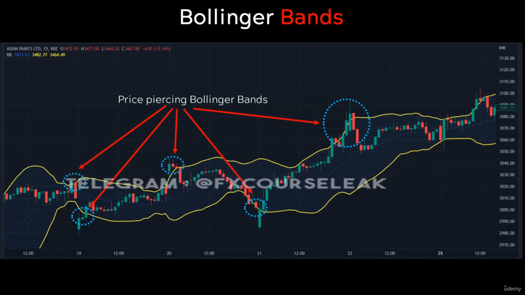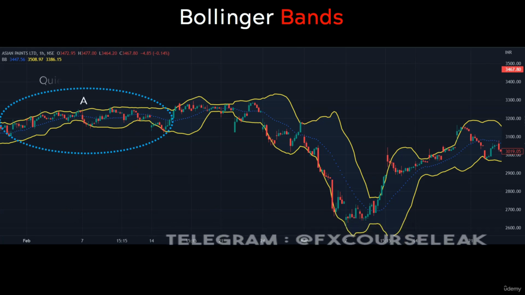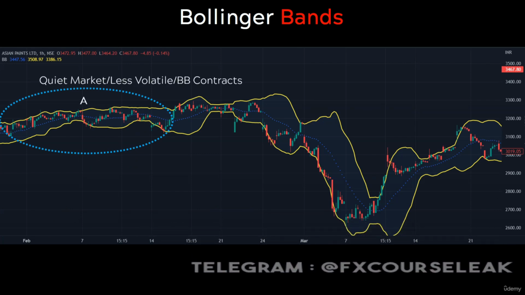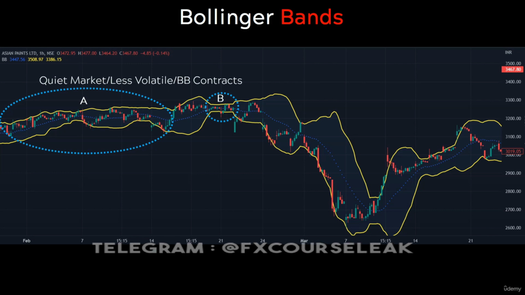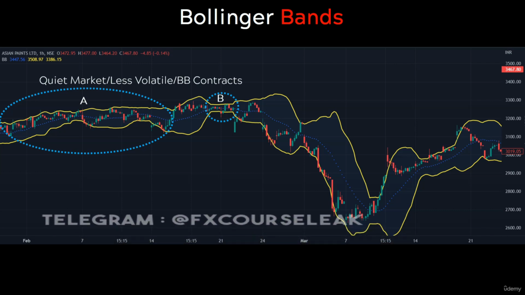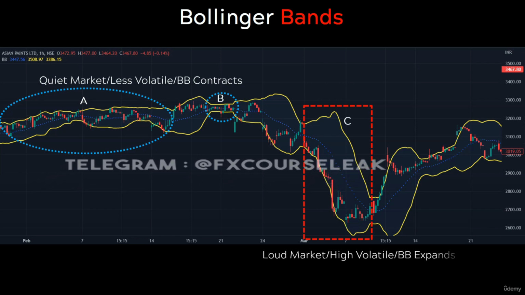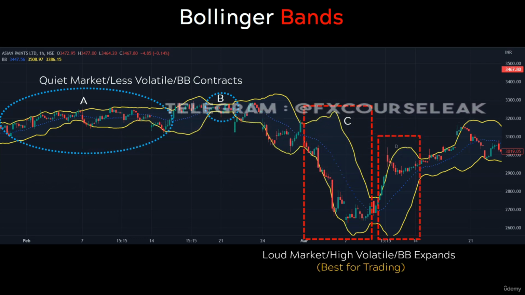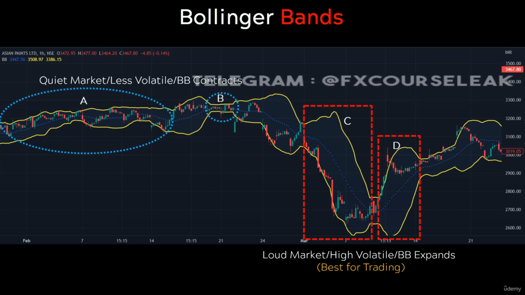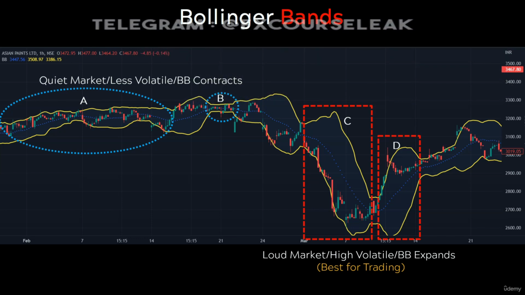Please note, when market is quiet, the bands contract, as you can see here in this hourly chart of Asian Paints. In the regions A and B, you can see market is quiet or less volatile, so Bollinger Bands also shrinks or contracts. And when the market is loud, the bands expand, as you can see in the regions C and D. In both these regions, stock expansion is there, and so these regions are best suited for trading purposes.